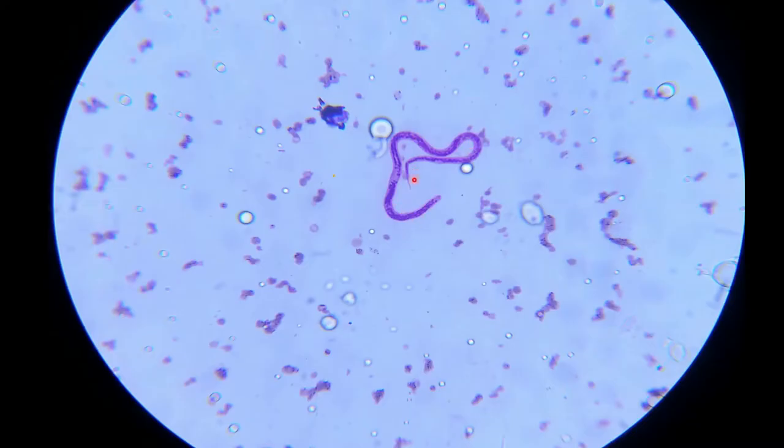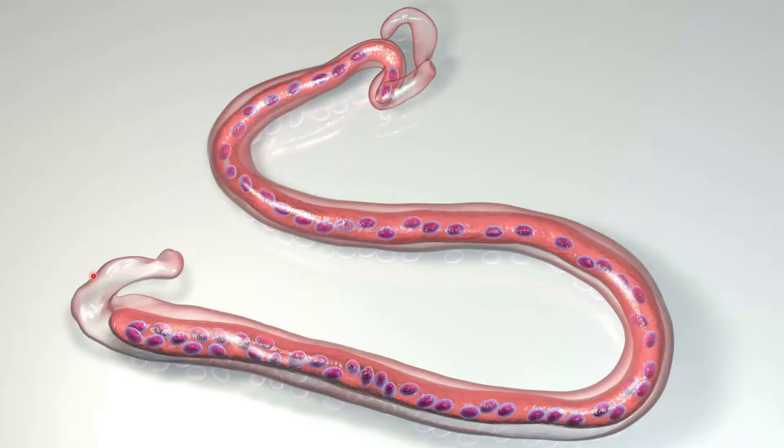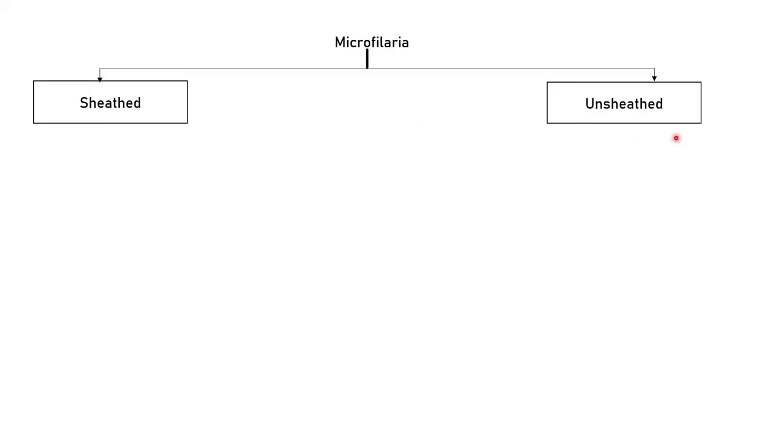If we clearly see this picture, there is a sheath covering the organism. Here we can see central column of nuclei interrupted by nerve ring, excretory pore and anal pore. The tail is tapered with no nuclei at the tip. So this is a typical presentation of sheathed microfilaria. Microfilaria is divided into sheathed and unsheathed one.